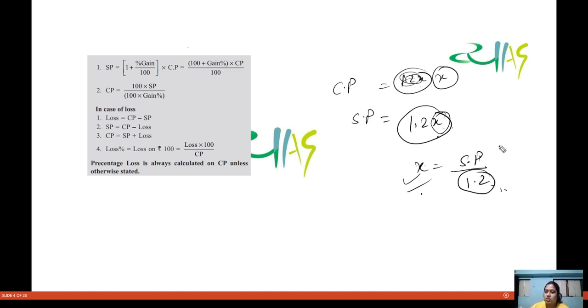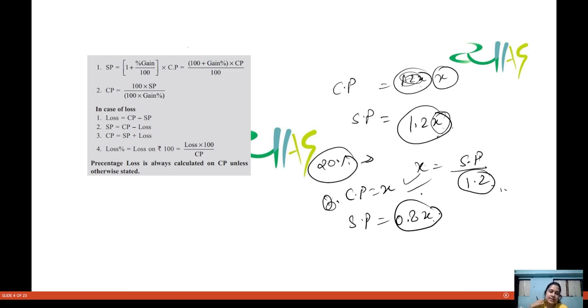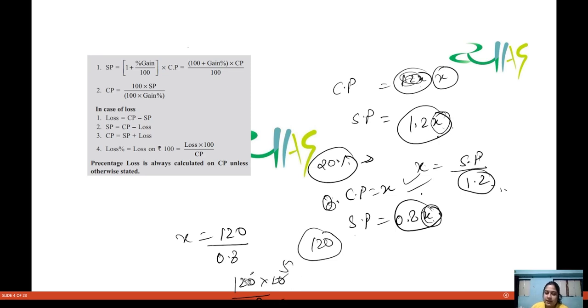In case of loss, let's say you had a loss of 20%. Then if your cost price was X, your selling price will be 0.8X. Let's say it is given that selling price is 120 rupees. So what is your cost price? This X is your cost price. So X is equal to what? 120 by 0.8. So this is that simple. This becomes 120 into 10 by 8, which is 5 by 4, and this becomes 30. So you get your cost price as 150.